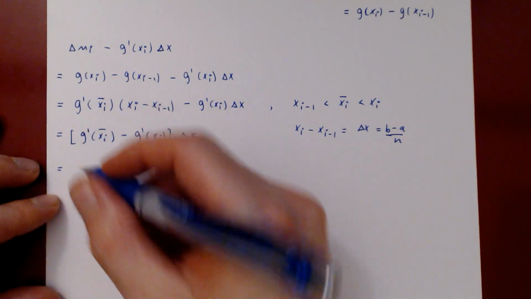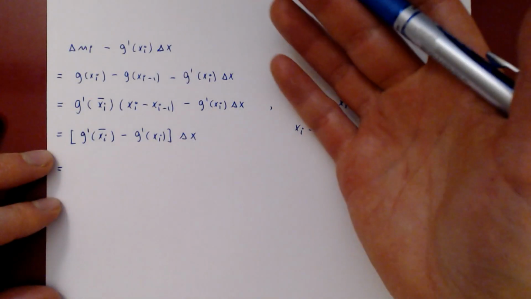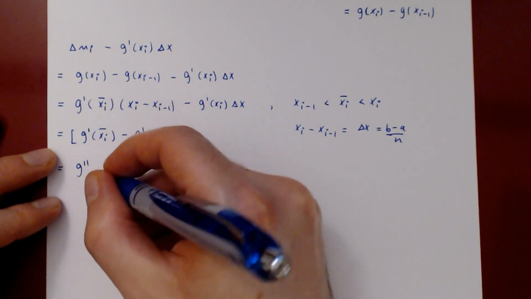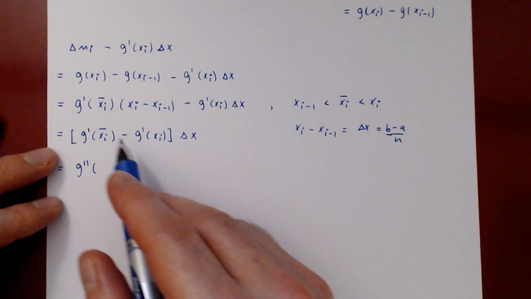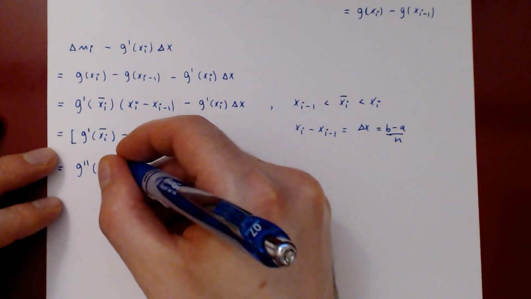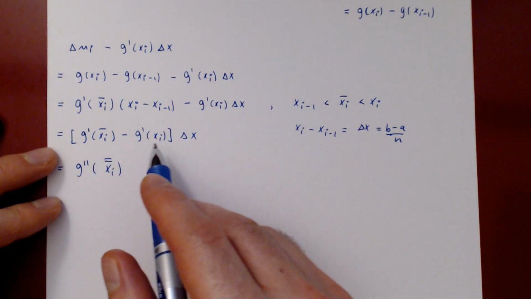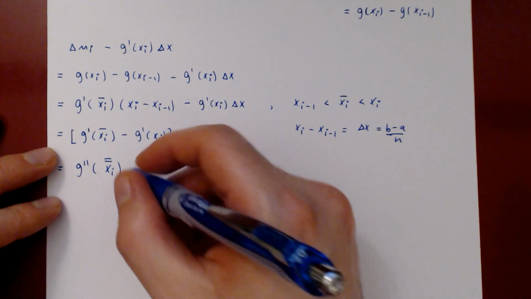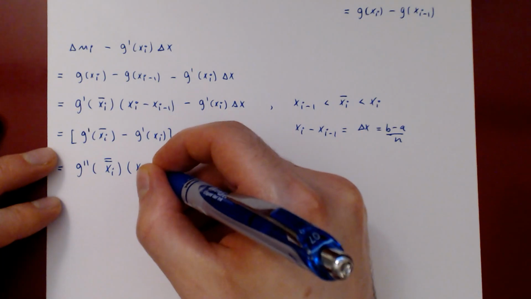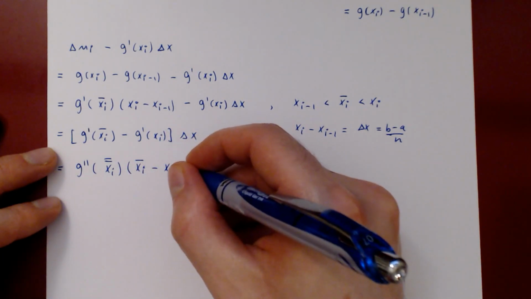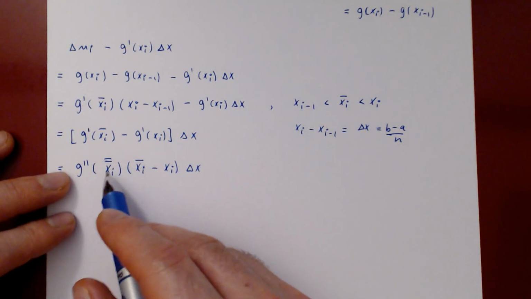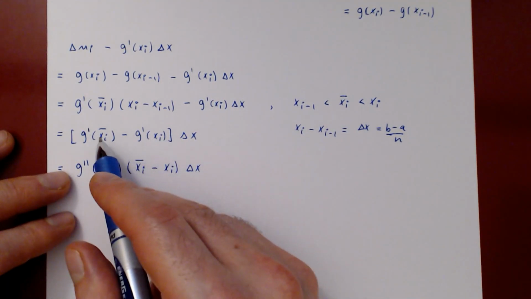So the difference of g prime values will be, by the mean value theorem of differentiation, equal to the second derivative at some point between xi and xi bar, let's call this point xi double bar, times the change in x, so xi bar minus xi, times delta x, where again xi double bar is some point between xi and xi bar.